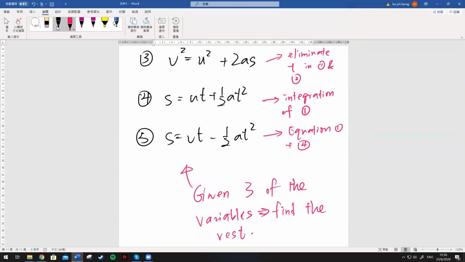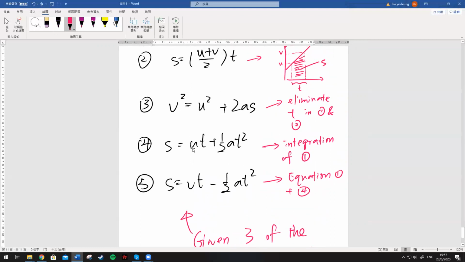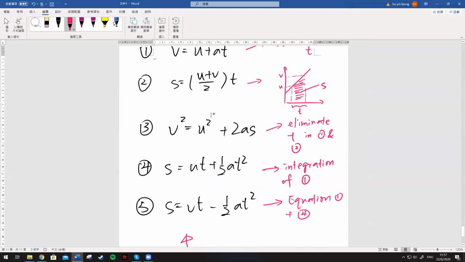For example, if I only have u, t, and a, I can't really apply this equation because this equation here doesn't have time. And if we only have u, t, and a, then we only have u and a here, but no v and s. So we can't really solve 2 equations, 2 unknowns here. And most of the time we will try to prevent the situation of solving 2 equations, 2 unknowns, because sometimes that will be too complicated.